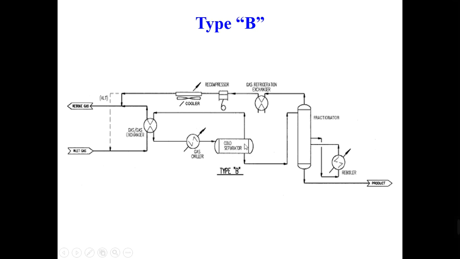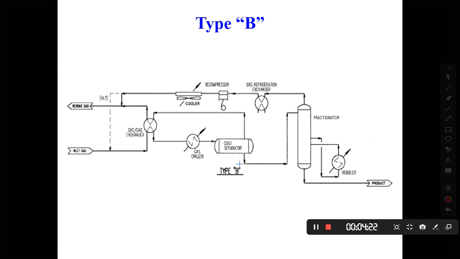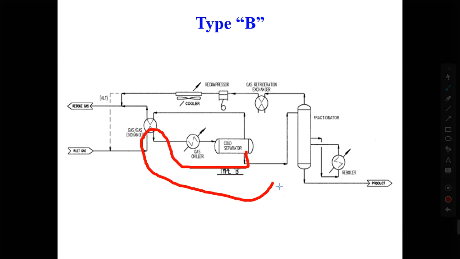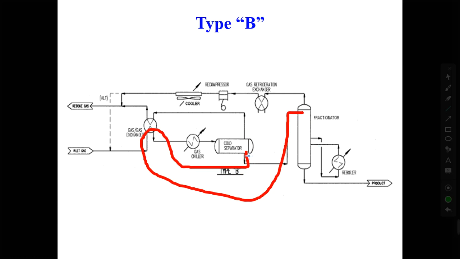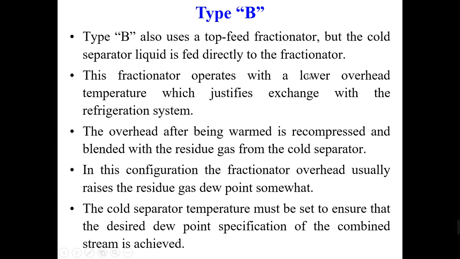In this one, from the cold separator, it does not go to the heat exchanger. In the previous example, it was going through the heat exchanger and then we were sending it to this one, but not anymore. Now from here it goes directly to here. So this is the difference. Again, if there is any gas with some liquids, it's recovered and sent back here, and the liquid products go directly to the product. This is type B.